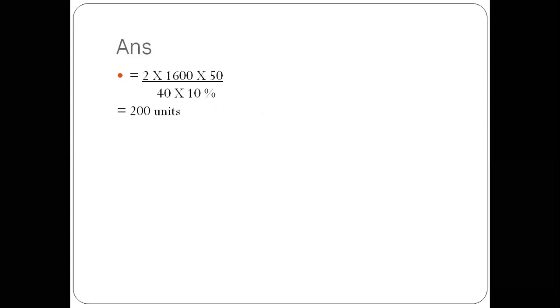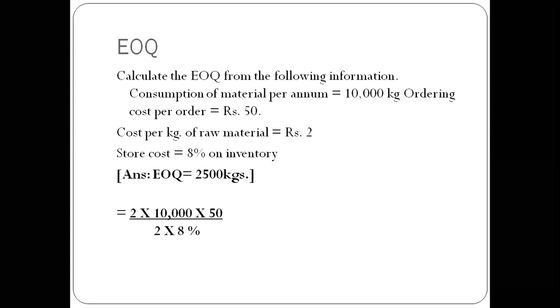So this is our economic ordering quantity, right? And here is one more EOQ problem. Calculate the economic ordering quantity from the following information. Consumption of material per annum, that is 1 year consumption, is 10,000 kgs. Ordering cost per order is rupees 50. Cost per kilogram of raw material is rupees 2. Storage cost is 8% on inventory. Okay, this is also something you have to remember.